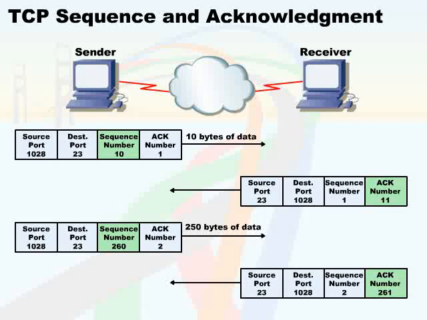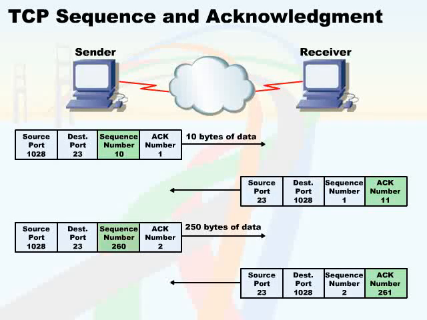When the sender establishes the three-way handshake, it establishes its initial sequence number, in this case number 10. Notice that it will send number 10 for all information with ACK number 1. The receiver will then acknowledge the original sequence number by incrementing it by 1 and sending back its own sequence number 1 here. The destination port is now 1028 from source port 23.